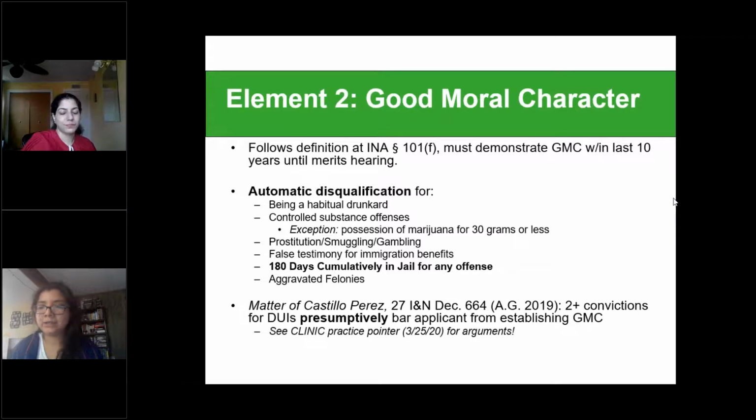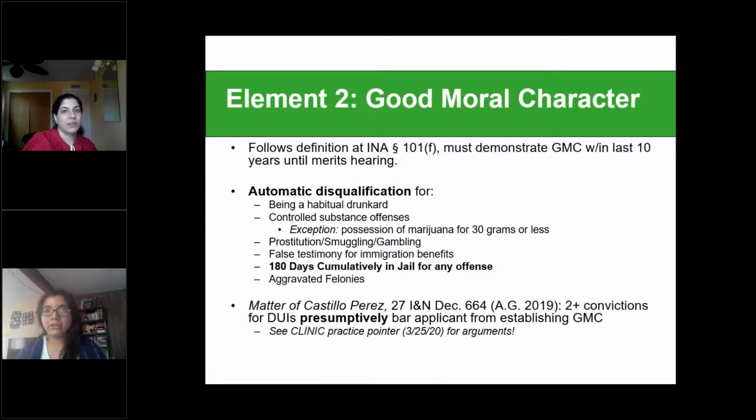So the second element, and I think this is where a lot of the Matter of Castillo-Perez questions are going to come into play. Someone seeking non-LPR cancellation has to have good moral character for those 10 years. Refer back to INA 101(f) to see how a person can demonstrate good moral character. Keep in mind that there are automatic disqualifications, such as being a habitual drunkard, controlled substance violations, with the exception of marijuana for 30 grams or less, but don't get excited because we still have the third element to go over. Prostitution, smuggling, gambling, false testimony for immigration benefits, 180 days cumulatively in jail for any offense, aggravated felonies, and as some people were pointing out before, the new Board of Immigration Appeals decision, Matter of Castillo-Perez, says that two or more convictions for DUIs presumptively bar an applicant from establishing good moral character.